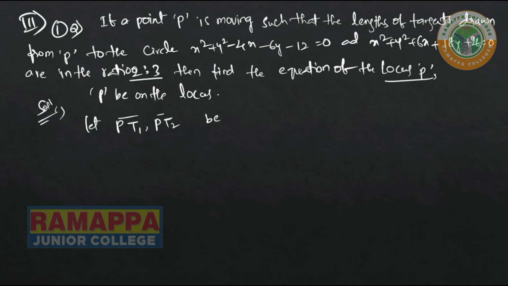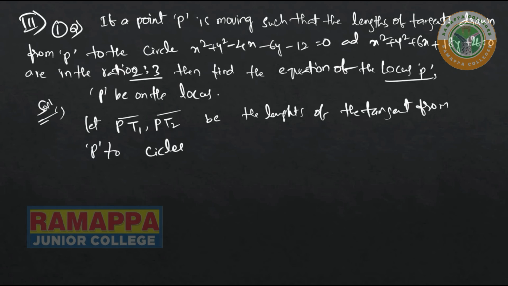Let T1 and T2 be the lengths of the tangents from P to the circles. So now the question will become like this: given that they are in the ratio of 2:3, so it will become PT1 to PT2 is 2:3.